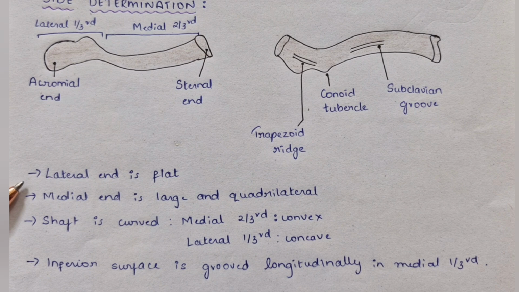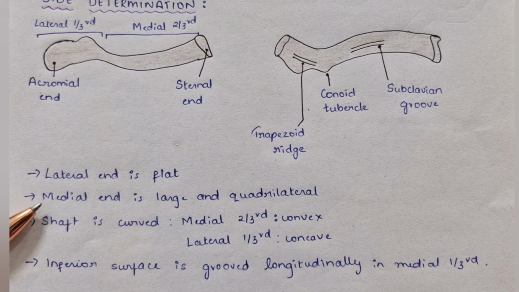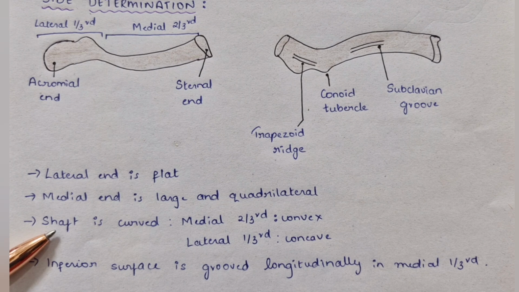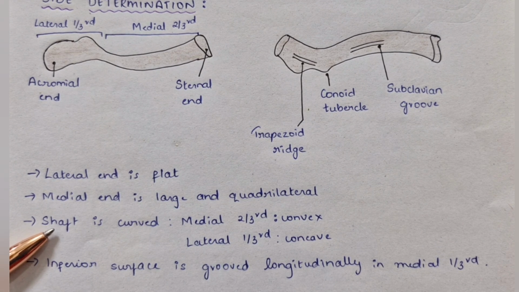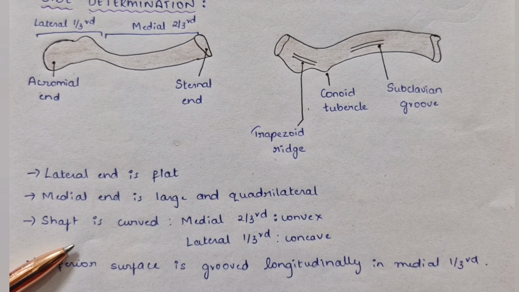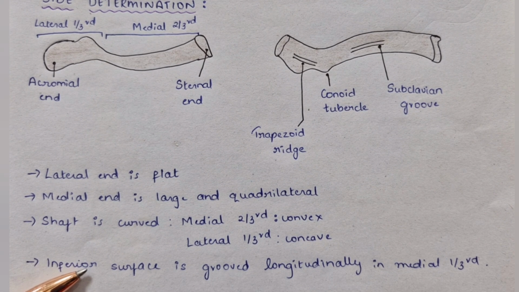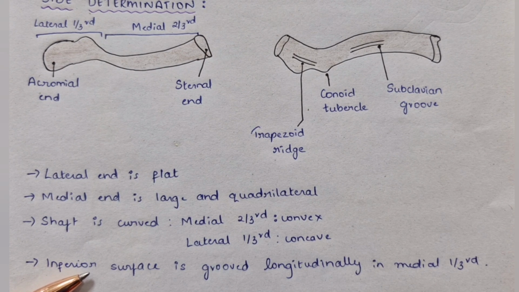The lateral end is flat. The medial end is large and quadrilateral. The shaft of the clavicle is curved, wherein the medial 2/3 is convex and the lateral 1/3 is concave. The inferior surface is grooved longitudinally in the medial 1/3.